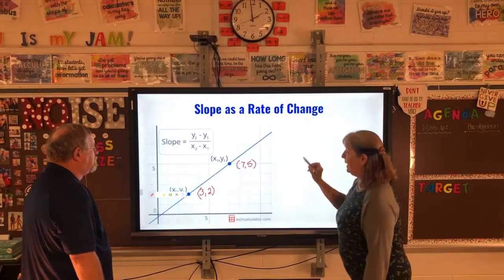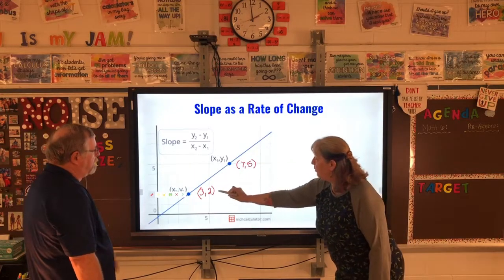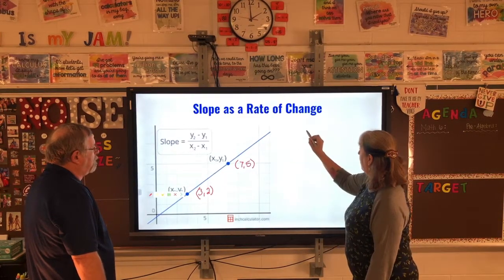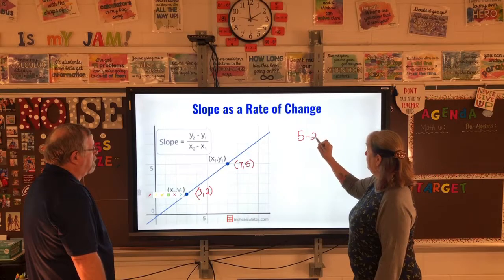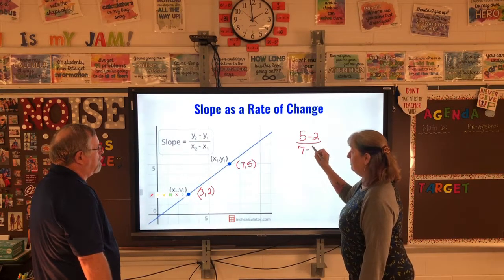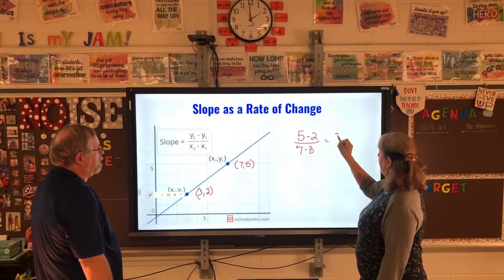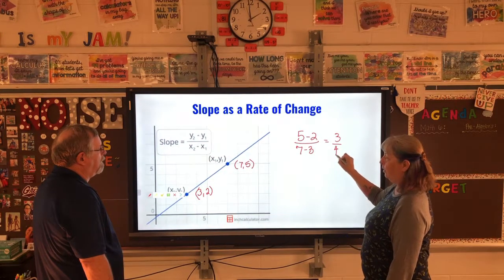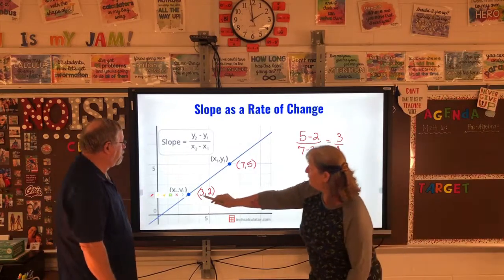We would do the same thing. We're going to see the difference in the y values. 5 minus 2 over 7 minus 3. Looks like we have a 3 over a 4. A 3/4. Can we check that?